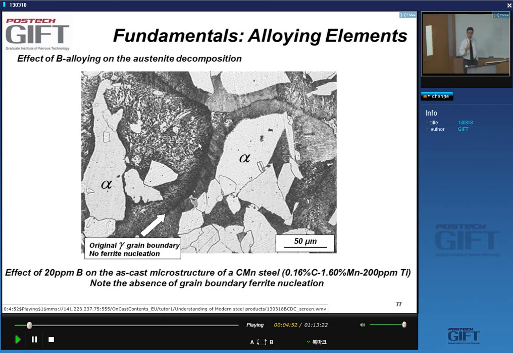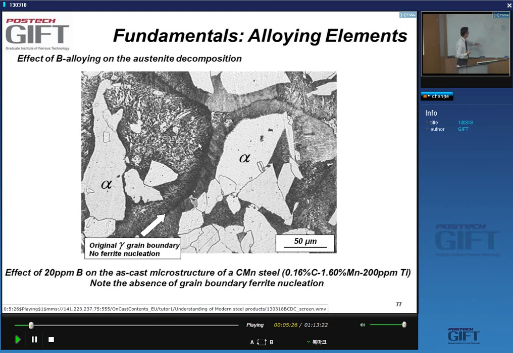Now, what happens if you do this with a steel that contains boron? You don't see this, but what you see instead is that you form ferrite in the interior of the austenite, yes? And if you quench the material here, what you see is that the rest of the grains forms martensite.